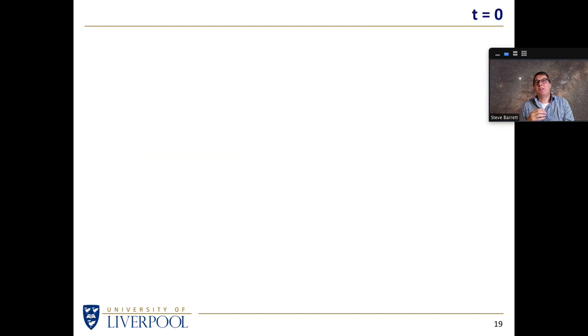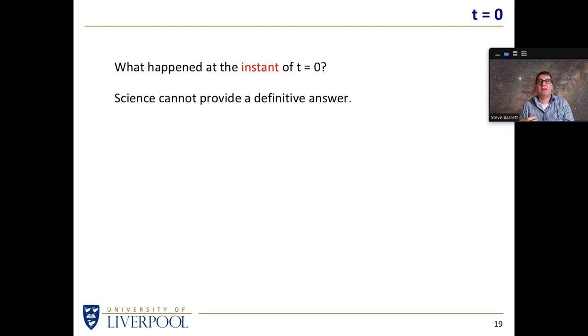We start at t equals 0, the moment of creation. But if we ask the question, what actually happened at t equals 0, it's perhaps no surprise to you to realise that science cannot provide a definitive answer. Whether we ever will be able to do so, you can either talk about metaphysics, or you can say your faith in physics is that someday we'll have an answer, or you might believe that we'll never actually know what happened at t equals 0.